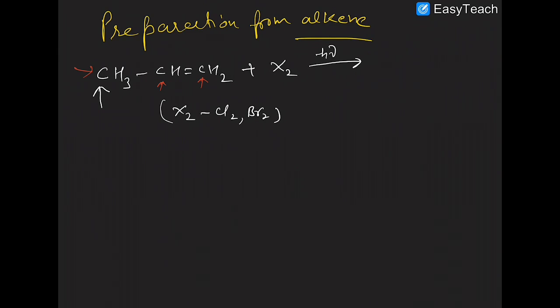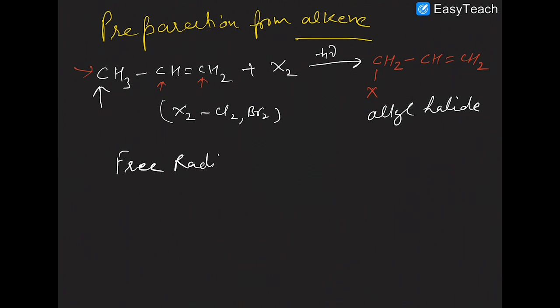So what has happened here? The allylic carbon will undergo either chlorination or bromination to give you what? To give you an allyl halide. Okay, this is typically a free radical substitution reaction. It is what? Free radical substitution reaction.